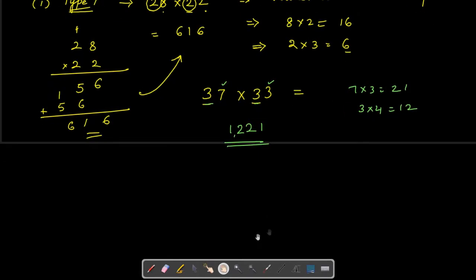Let me take one more example to be more sure about this. Let me say I have a question like 54 times 56. Again 5 is the same in the tens place and 4 plus 6 gives me 10. So let me first multiply 4 times 6, which is nothing but 24, and let me write the 24 over here. And then 5 times 6, since 6 is the next number after 5. 5 times 6 is nothing but 30, which gives me 3024.